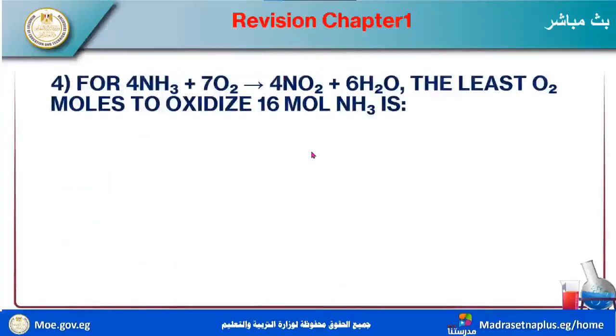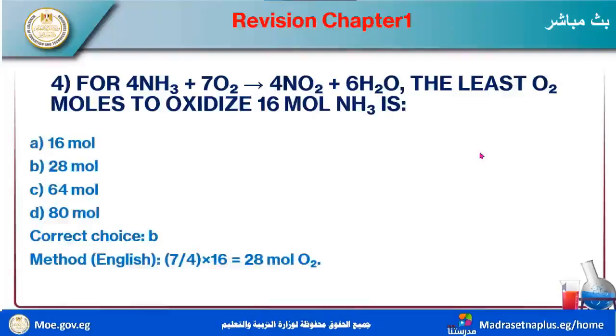We want 4NH3 plus 7O2 produce 4NO2 plus 6H2O. The question is: what is the least number of moles of oxygen needed to oxidize 16 moles of ammonia gas? We want to know the number of moles of oxygen needed to oxidize NH3.